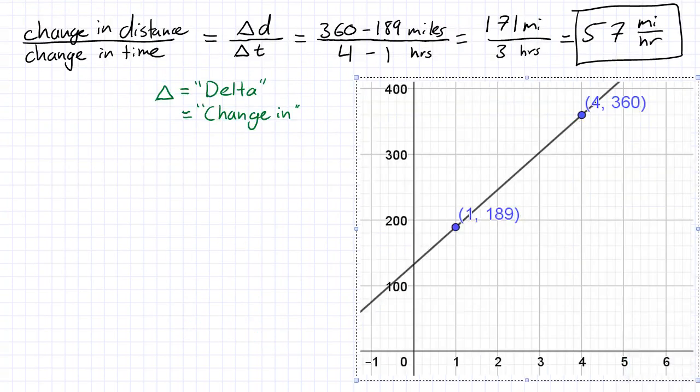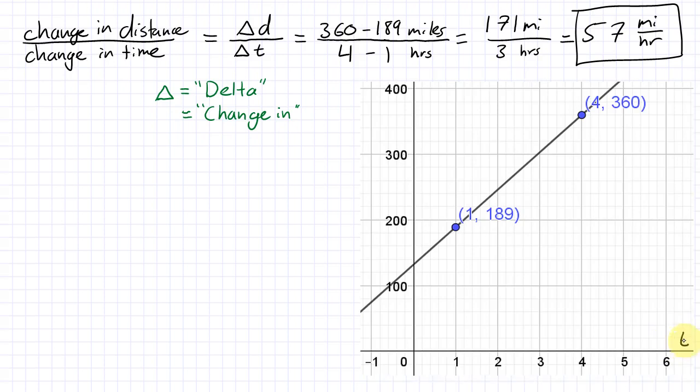Now let's look at what this has to do with a graph, where we're going to make the t-axis here be horizontal and the d-axis be vertical. If we just plot these 2 points and look at the line that connects those 2 points, I just want to see where do the delta d and delta t show up on this graph, and how does that give you this rate of change?